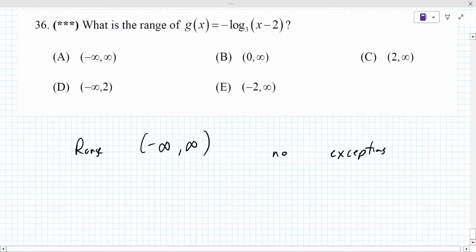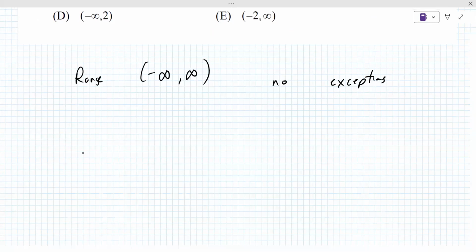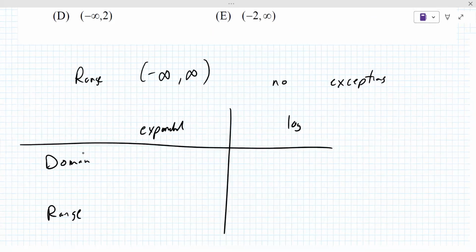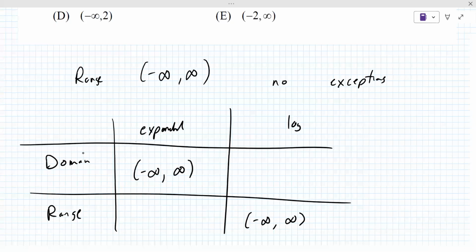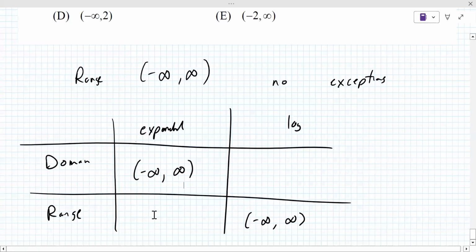Okay. Now let me give you a little more information because I think this is important. There are 2 types of functions that you'll see. Let's talk about domain and range that are related here of exponentials and then logarithms. Okay, so we just said the range of all logarithms is negative infinity to infinity. That is the domain of all exponentials. It's only the range of exponentials and the domain of logarithms that's restricted.